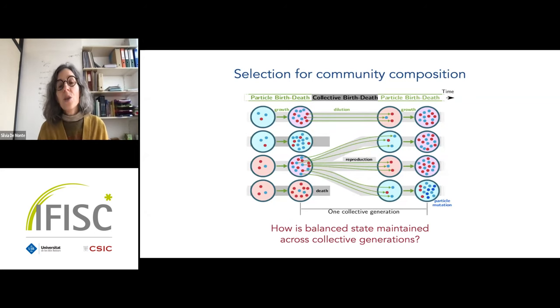And this is mostly due to stochasticity, both in the dilution process. So if you sample just a small number of particles, you might have a biased starting point. But you can also have stochasticity in the ecological process of growth. So this is the reason why, in general, you do not expect that if you start especially with a community whose particles are in competition, you would have that this heritability comes for free.